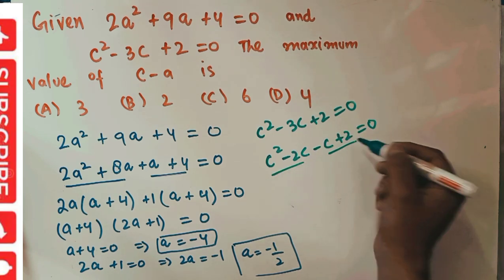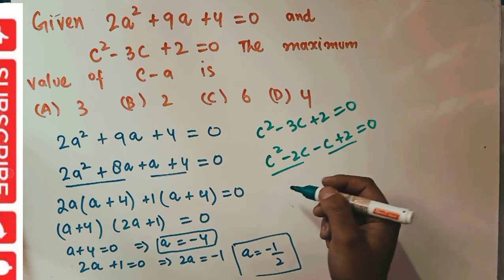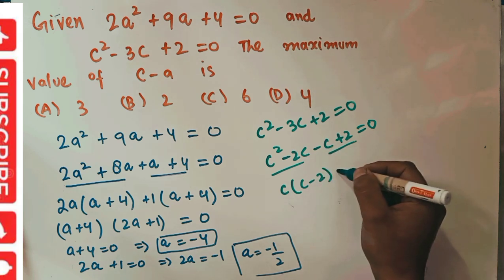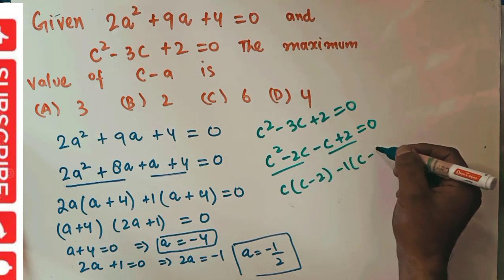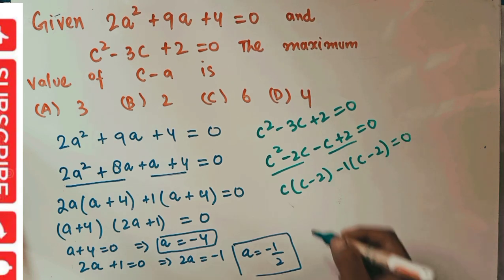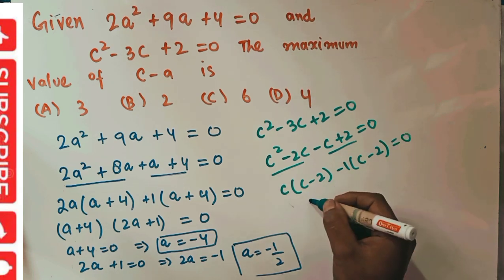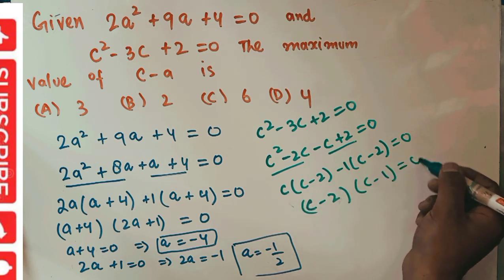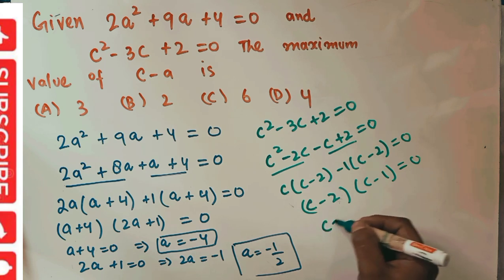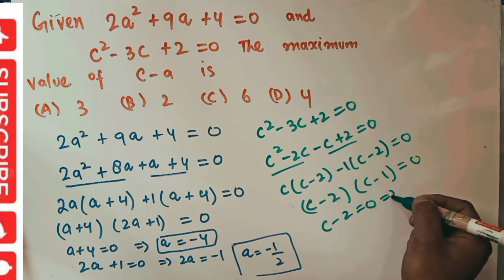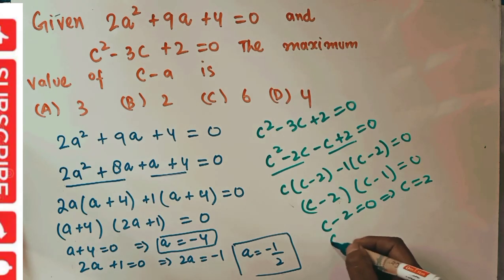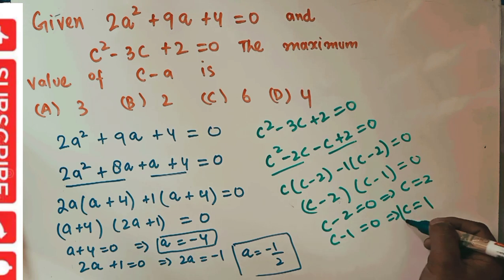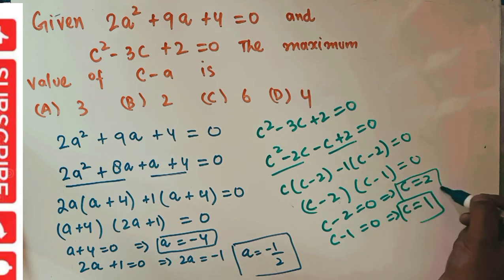Let's take c common from the first two terms, we are left with c - 2, and let's take -1 common, here we are left with c - 2 again, and we set it equal to 0. Taking c - 2 common, we are left with c - 1, set equal to 0. Either c - 2 = 0, which implies c = 2, or c - 1 = 0, which implies c = 1. Okay, so again we got two values for c.